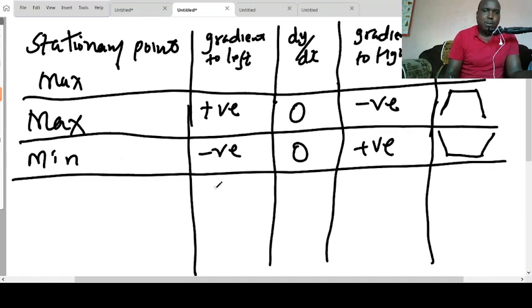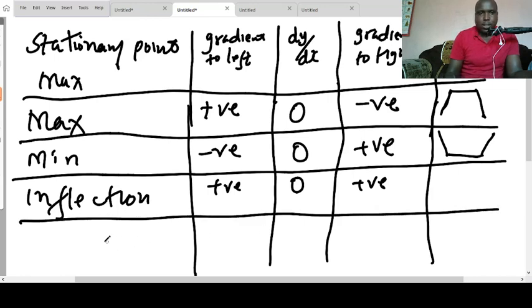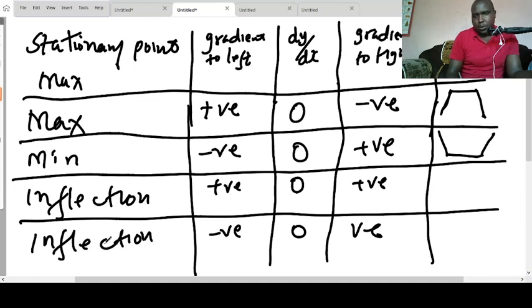Then if we come from negative to positive to 0 and then positive, that one we have the point of inflection. This one is the point of inflection. That is not the turning point, it is a point of inflection. If we have negative, 0, then negative, then that is not the turning point, it is the point of inflection.